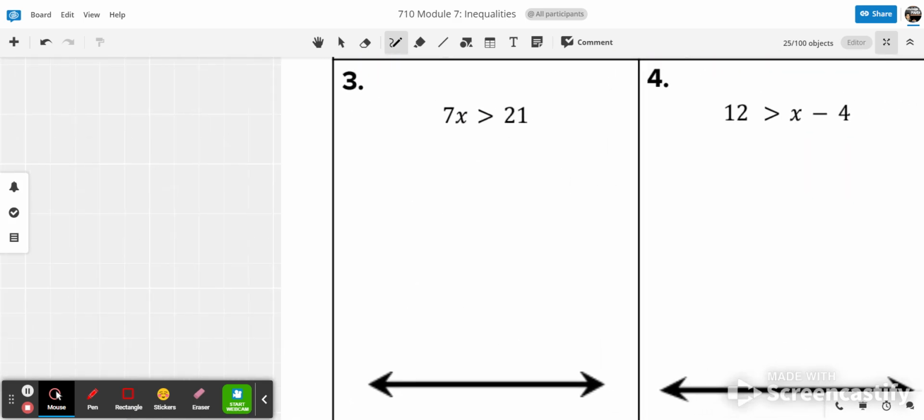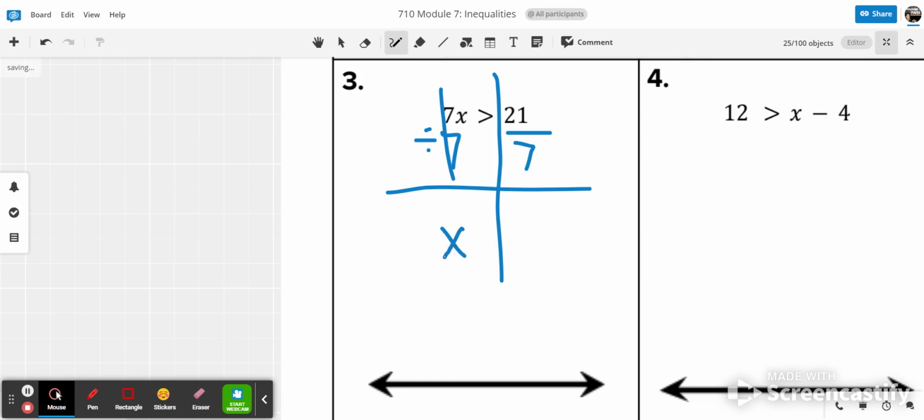So first, number 3, 7x is greater than 21. So think to yourself, 7x, what does that mean? What operation is that? That is multiplication, right? So the opposite of multiplication, I have to divide by 7. So we divide by 7 on both sides. And we get x is greater than 21 divided by 7. Put it in your calculator. You should get 3. x is greater than 3.